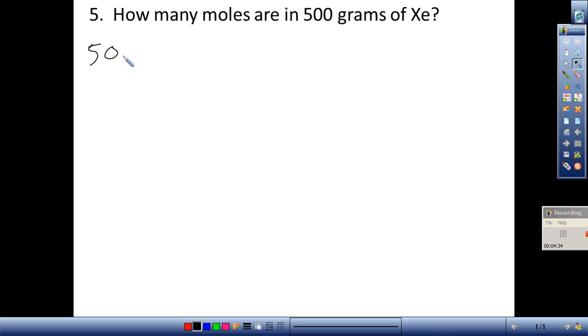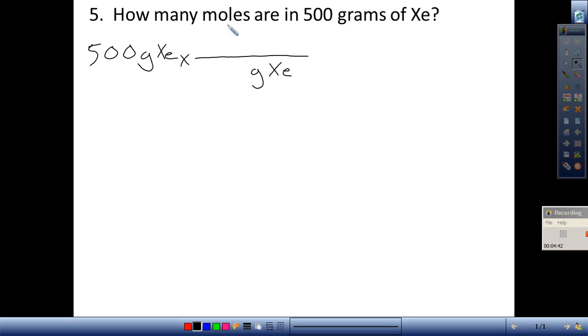500 grams of xenon. I don't want grams of xenon. Put it down here. Okay, I'm looking for moles. Now my fraction only has 1 mole, so I put 1. My grams of xenon, I go to the periodic table to find grams. Cross off my like units. Divide those numbers. There's my answer.